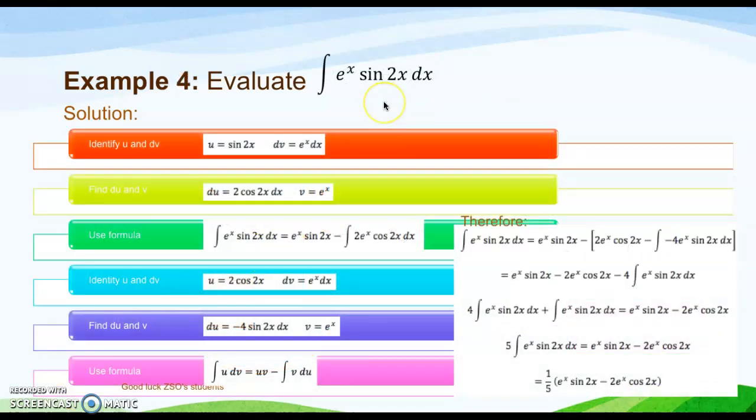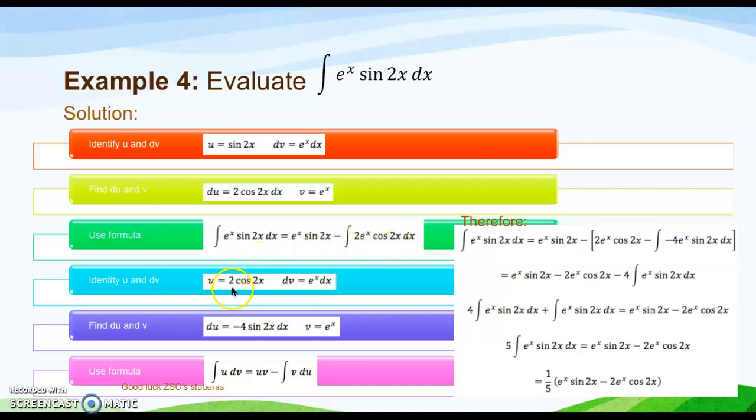So this is evaluate the integral of e to the power of x sin 2x. So e^x is exponent, sin 2x is trigo. So LIATE: trigo comes first and then exponent. So u is equal to sin 2x, dv equals e^x dx. Differentiate sin 2x to be 2 cos 2x dx. Integrate e^x to be e^x. Using the formula, e^x sin 2x minus the integral of 2 e^x cos 2x dx here.